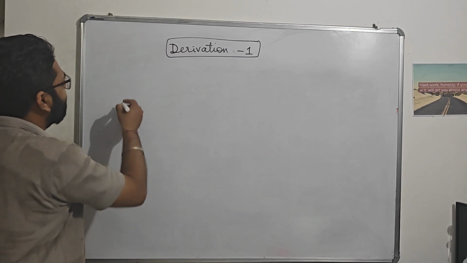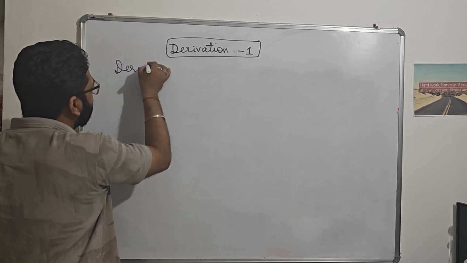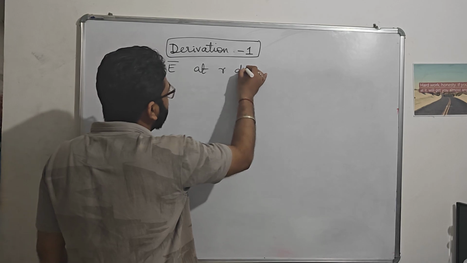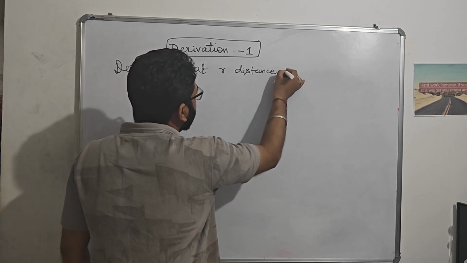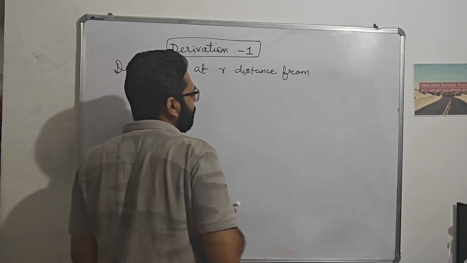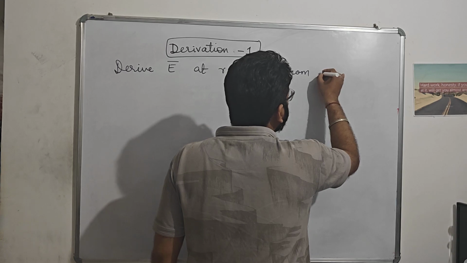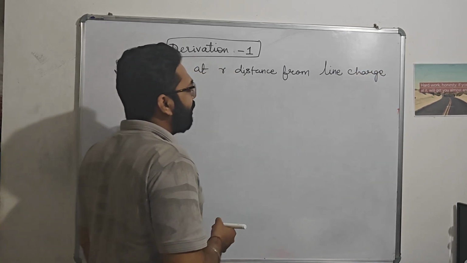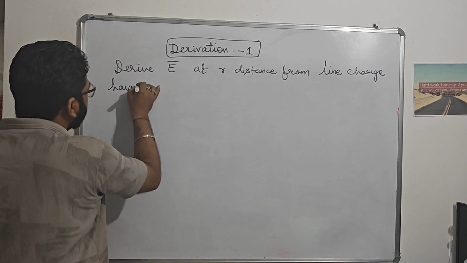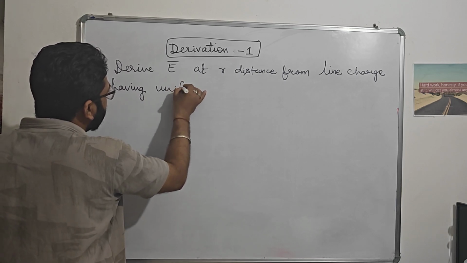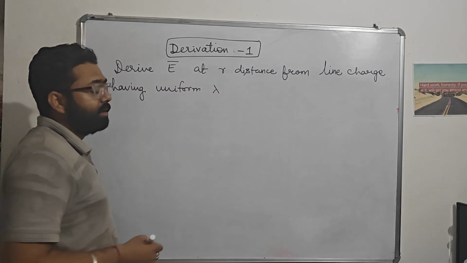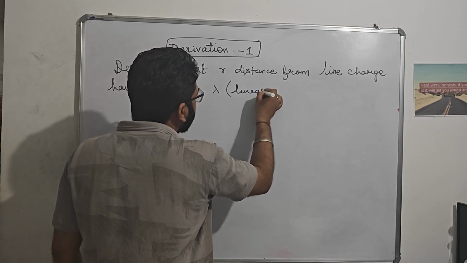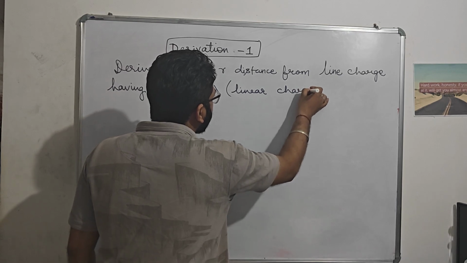So here the first derivation is: derive the expression of electric field at r distance from a line charge having uniform lambda. And the meaning of lambda is linear charge density.